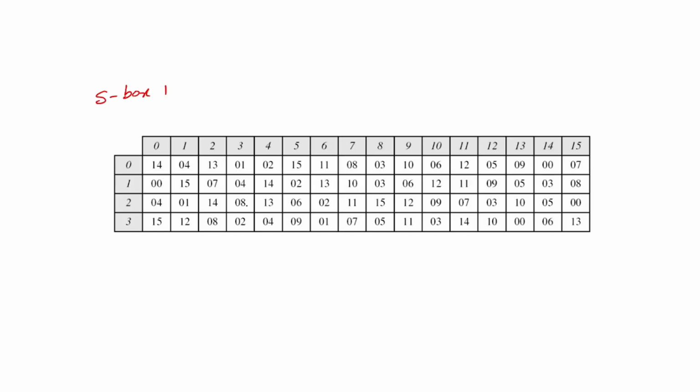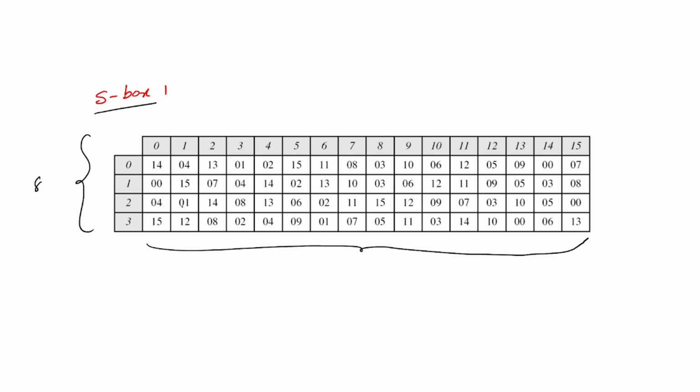So this is S box 1. All the values we have in this table are predetermined. There are 4 rows and 16 columns, and each row contains 16 values, so 16 times 4, 64 values are there. Like this we have a total of 8 S boxes: S box 1, S box 2, S box 3, and so on. All 8 S boxes are predetermined.